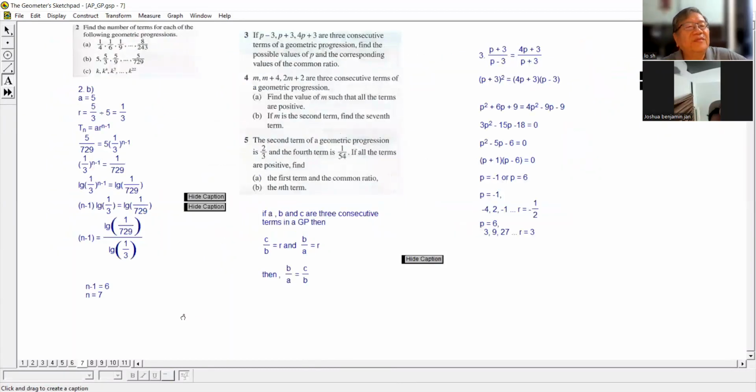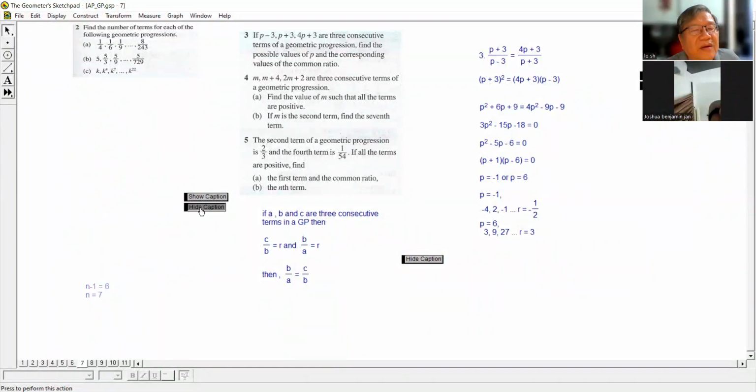Next one. Oh, there are a lot of tricks over here. Before we find the sum of n terms, there are a lot and a lot of tricks.